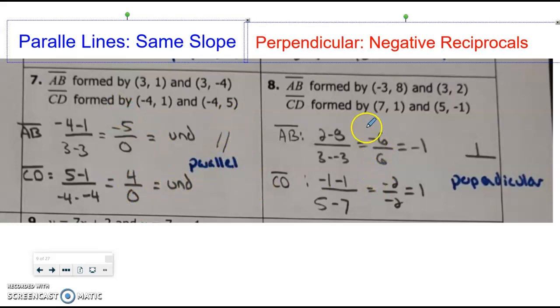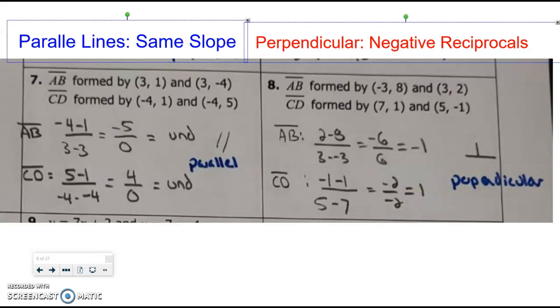When I looked at the last one, number 8, when I found the slope of AB, when I took 2 minus 8, I got negative 6. 3 minus negative 3, I got 6. So I got a slope of negative 1. When I looked at CD, I got negative 1 minus 1, which is negative 2, over negative 2, which is positive 1. So those two slopes are negative reciprocals of each other, so that makes it perpendicular.